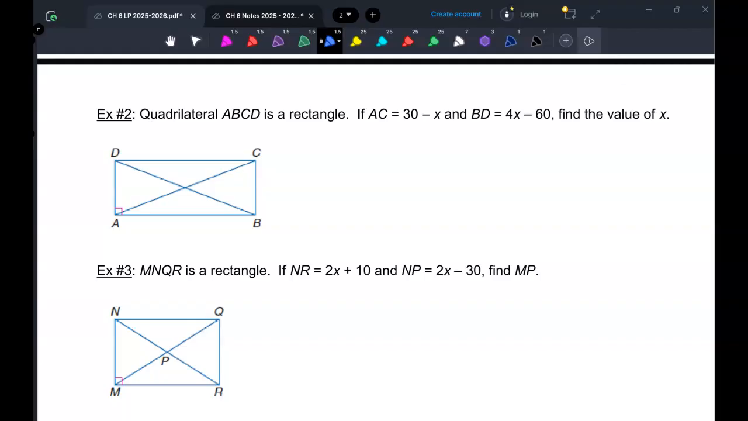Okay, now some applications. We have ABCD is a rectangle. If AC is 30 minus X and BD is 4X minus 60, how do we find the value of X? They're going to make them equal to each other. So 30 minus X equals 4X minus 60. Here we get 90, add X, we get 5X. 90 divided by 5, 18. Nice one. Confirm.